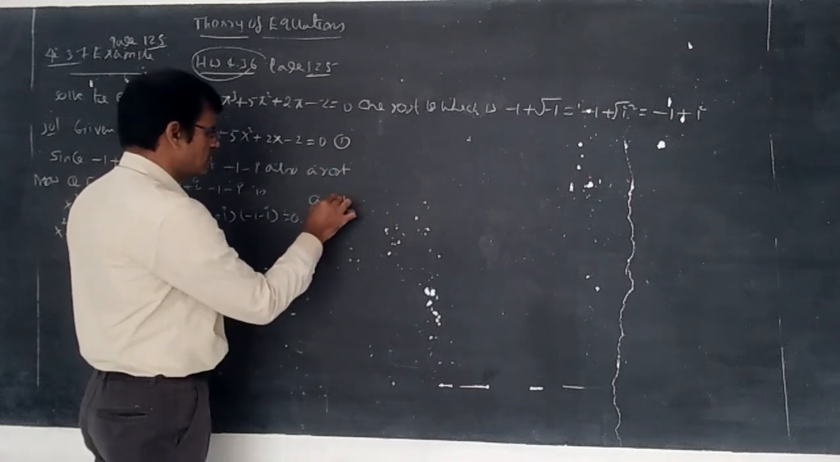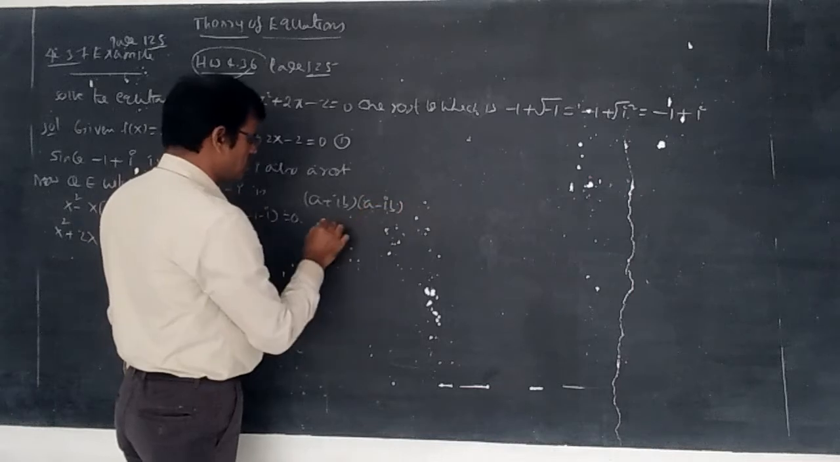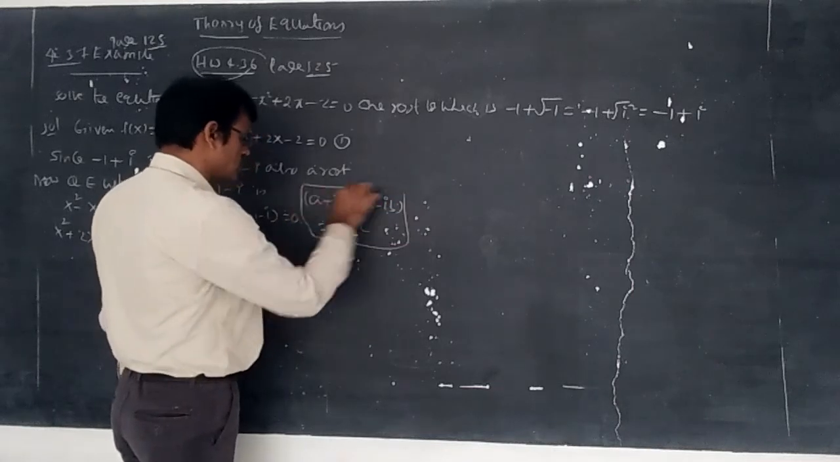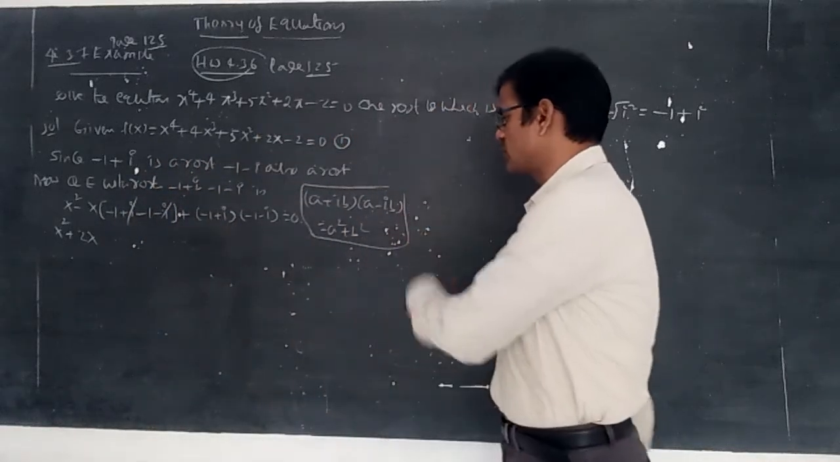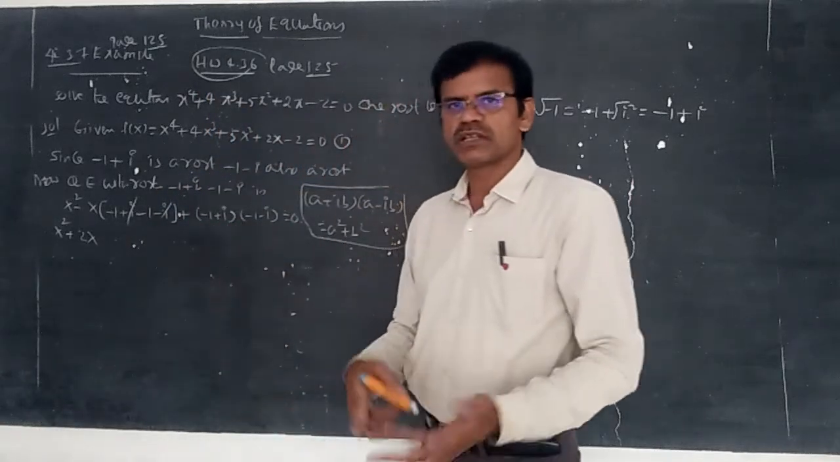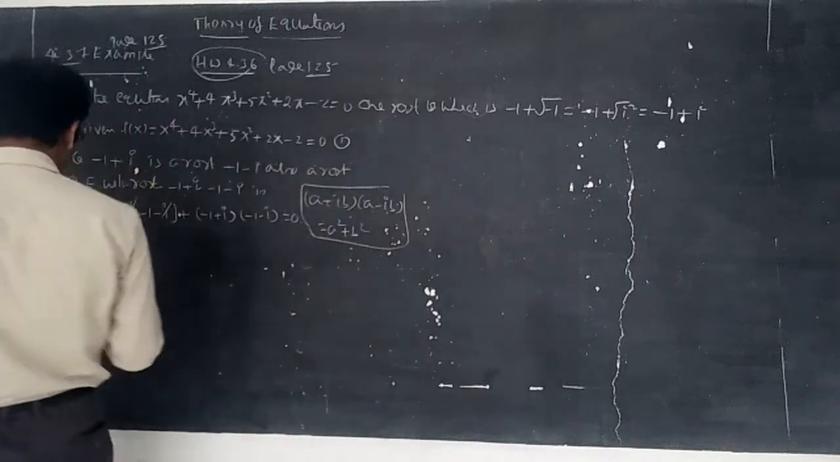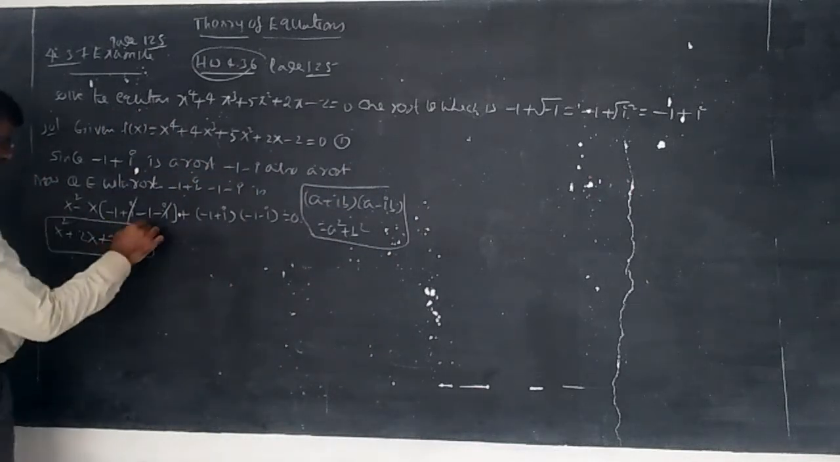Students, try to understand the formula: a plus ib into a minus ib is equal to a square plus b square, because this is a square minus b square i square, and I square equal to minus 1, minus of minus becomes plus. Here minus 1 whole square plus 1 square, a square plus b square, gives 2. So x square plus 2x plus 2 is equal to 0.